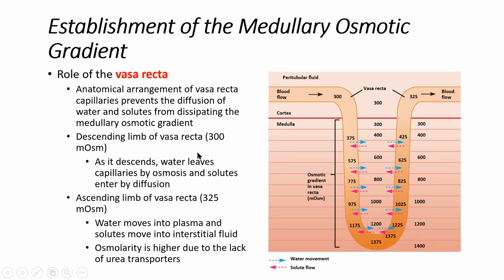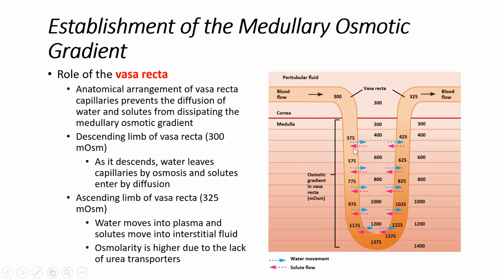And so the descending limb we know has an osmolarity of about 300 milliosmoles. And as it descends, water is going to be leaving the capillary. Remember, this is a capillary. Water is going to leave this capillary and go out into the medullary interstitial fluid. And solutes are going to be moving in the opposite direction. Solutes are going to be moving from the medullary interstitial fluid and into the descending limb of the vasa recta.